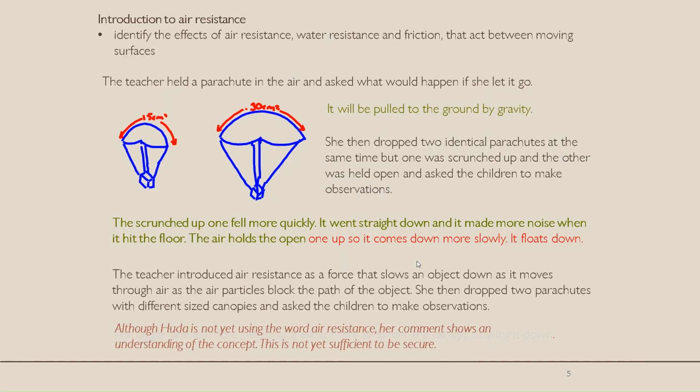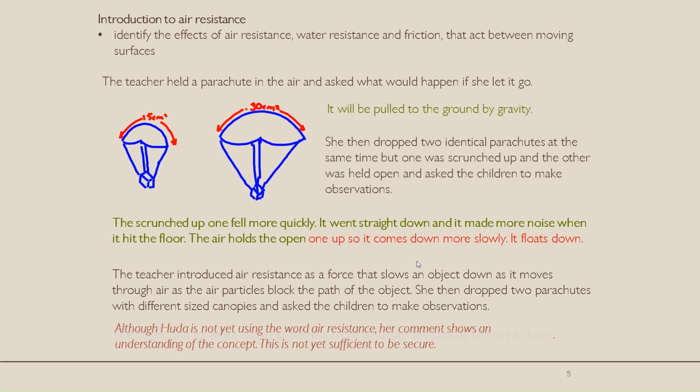Introduction to air resistance. Identify the effects of air resistance, water resistance, and friction that act between moving surfaces. The teacher held the parachute in the air and asked what would happen if she let it go. It will be pulled to the ground by gravity. She then dropped two identical parachutes at the same time, but one was crunched up and the other one was held open, and asked the children to make observations.